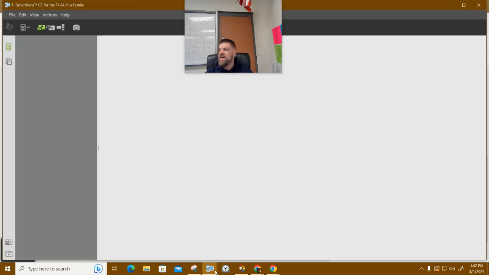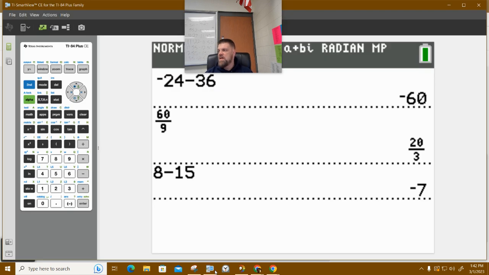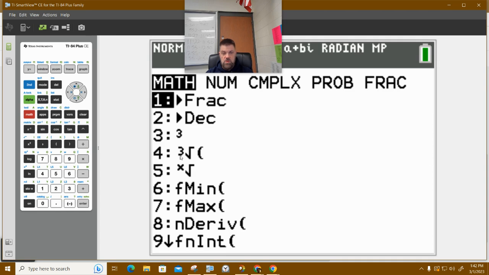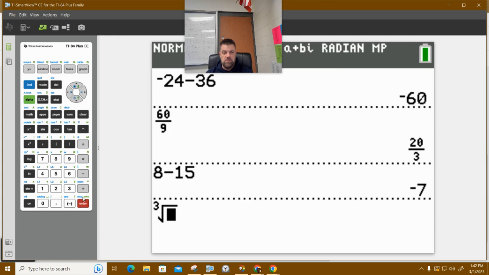We cannot take an even root of a negative number, but we can take a cube root of a negative number. So go to math. See this little cube root symbol here, number 4? Hit enter. I'll put in -1. See how I did that? Now what we're saying is what number times itself a third time gives you -1.